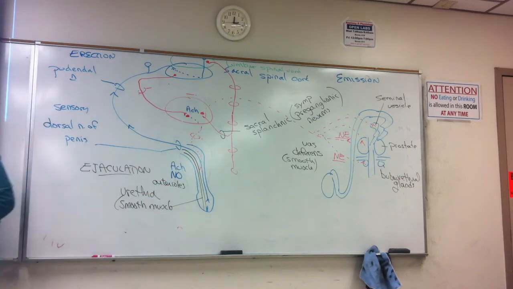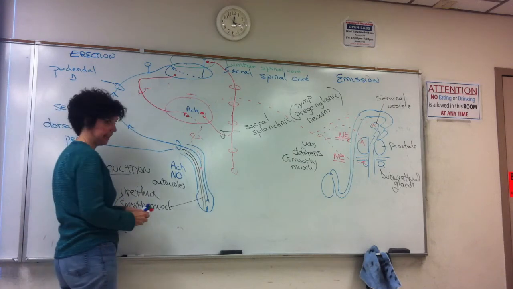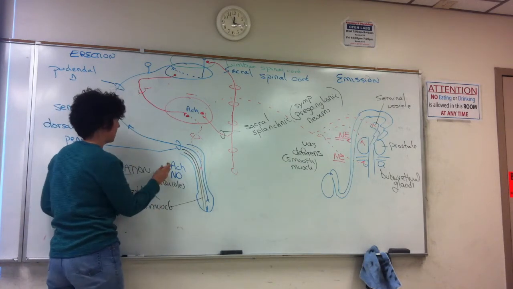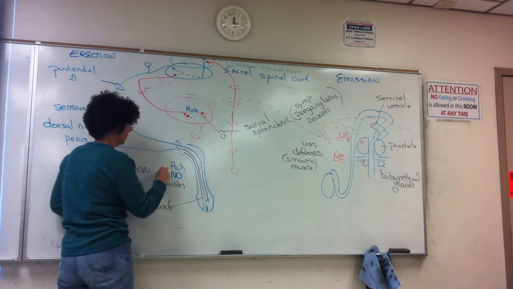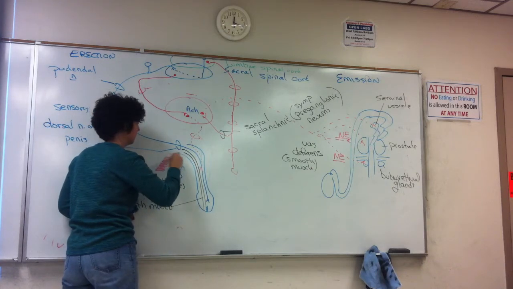What other muscles that are skeletal muscles function in ejaculation? Exactly. Ischiocavernosus and bulbospongiosus muscles. See if I can add that to this picture.